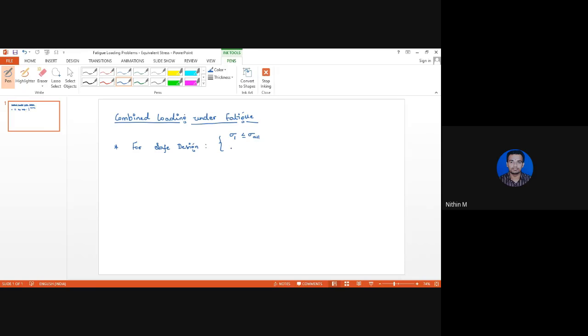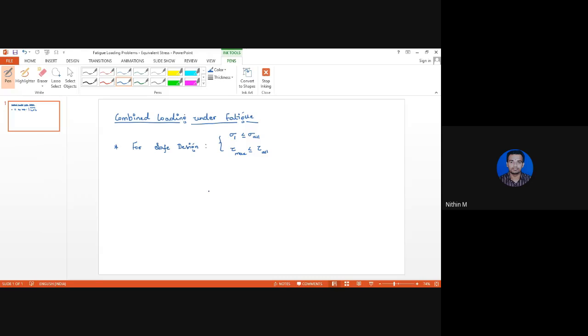Or if we are making use of the maximum shear stress theory, the maximum shear stress induced in the component should be less than or equal to the allowable strength in shear. So if these two conditions are satisfied, then the design can be said to be safe. So whenever we are trying to solve the problem, we need to ensure that the stresses that are induced in the component are well within the allowable stress, right? This is the first thing that you need to remember.